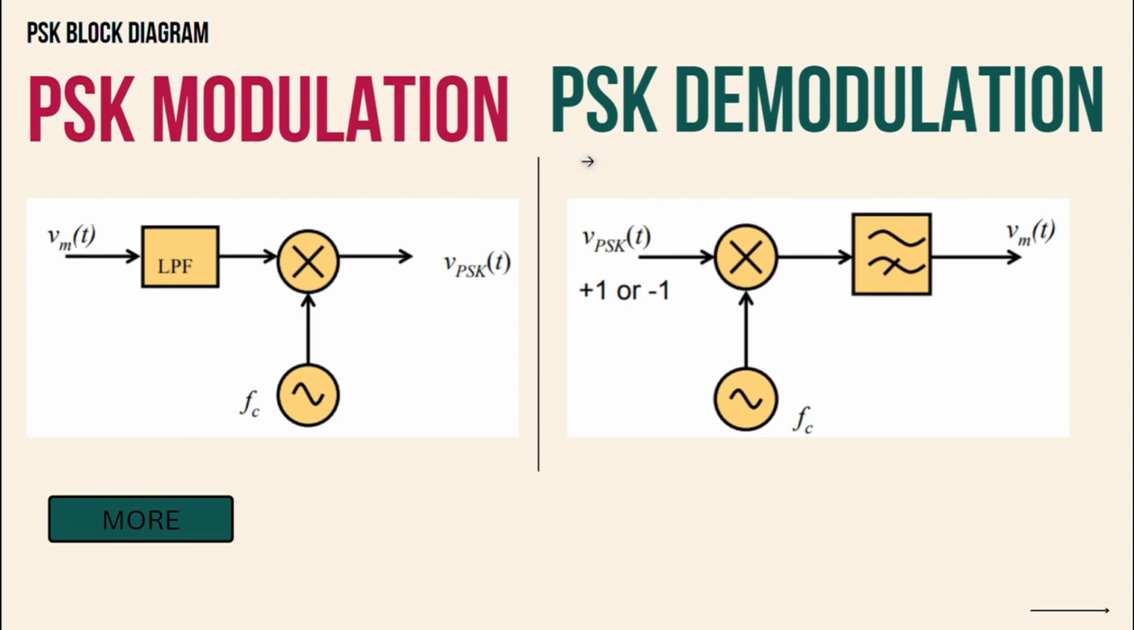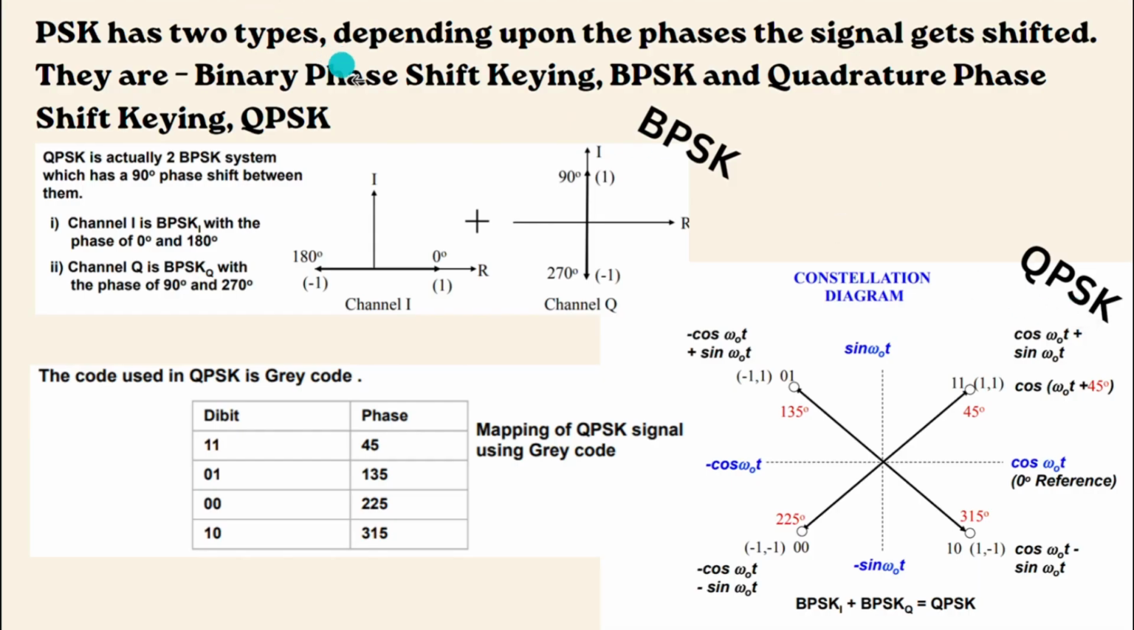So, the PSK block diagram. To generate a PSK signal, we need to use a low pass filter and multiplier. To demodulate a PSK signal, a coherent detector must be used. PSK has two types depending upon the phase the signal gets shifted. There are binary phase shift keying, BPSK, and quadrature phase shift keying, QPSK.